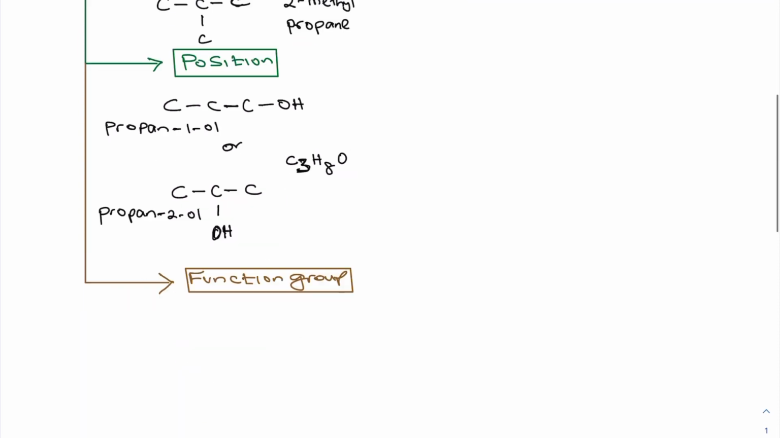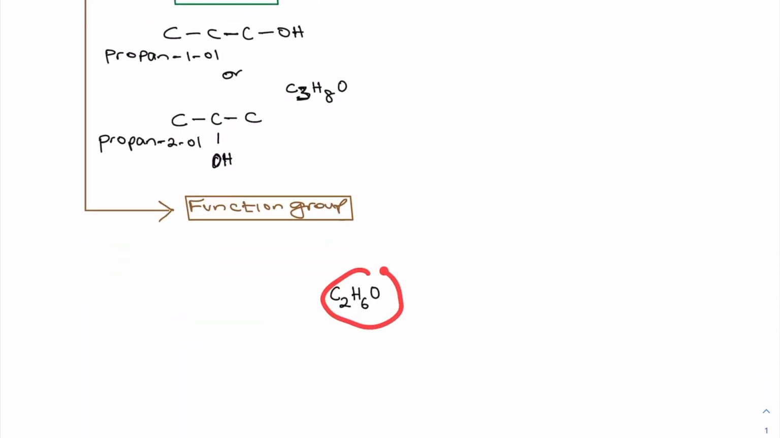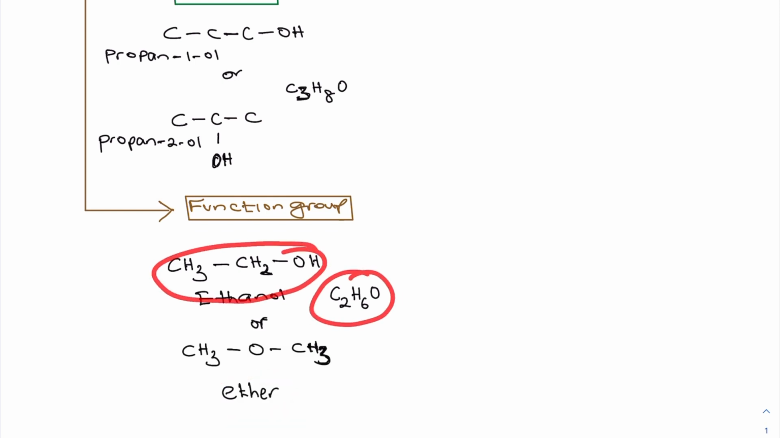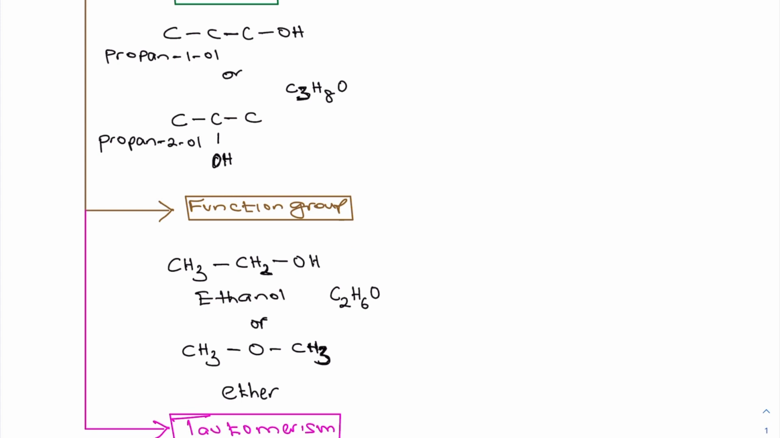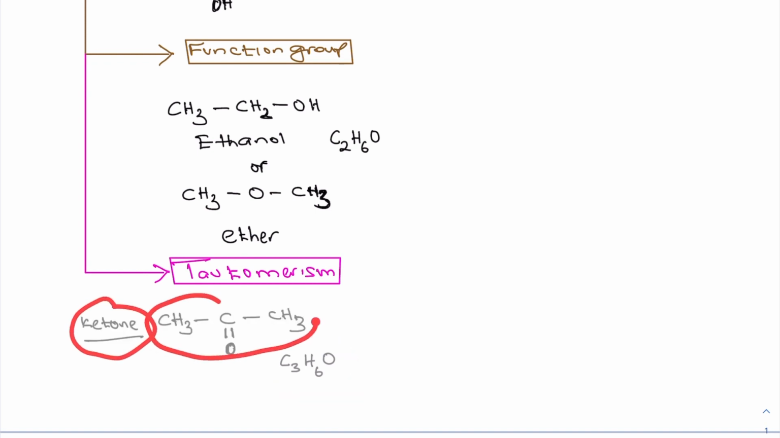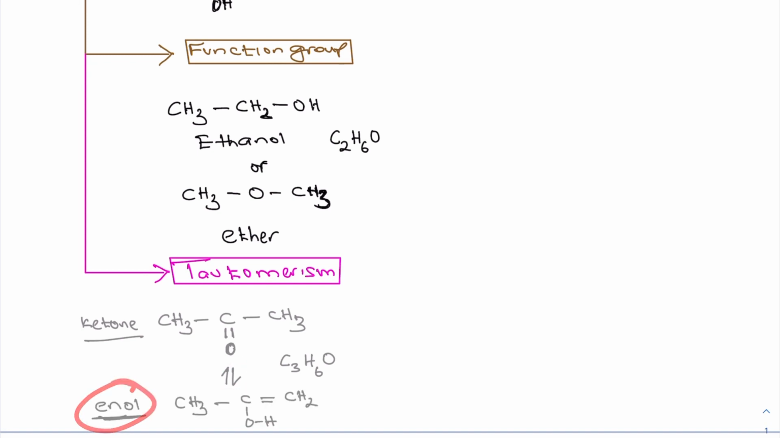Next one is the functional group isomer. Molecular formula, let's look at the structure: C2H6O, that's ethanol, or you might have an ether. So same molecular formula, different structural formula. The final example is tautomerism. With tautomerism, we have a molecular formula and a ketone, that's one structure, and another structure in equilibrium with the ketone will be the enol. The enol is slightly different in structure, but the same molecular formula.